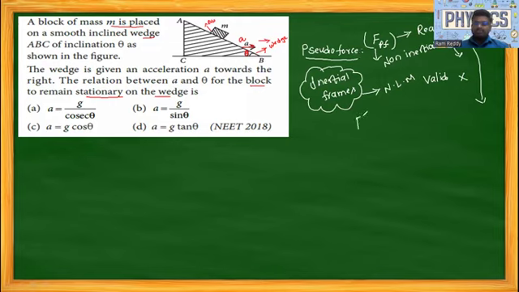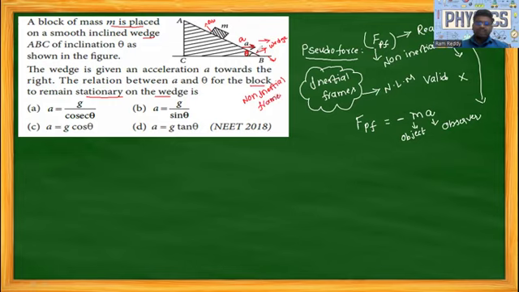Pseudo force F_PF is equal to minus m into a. The minus represents the direction opposite to the applied force, a is the acceleration of the observer, and m is the mass of the object. Okay, so this is our pseudo force formula. Now here, if you observe, our case is not an inertial frame. In our case, it is a non-inertial frame.